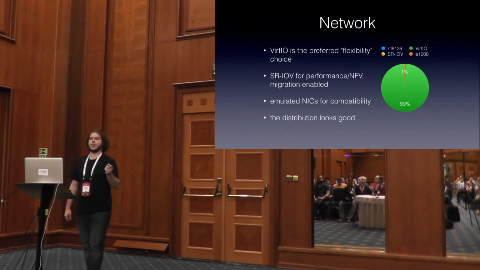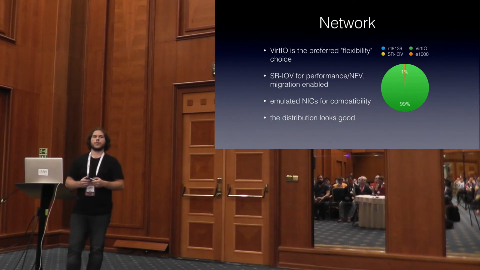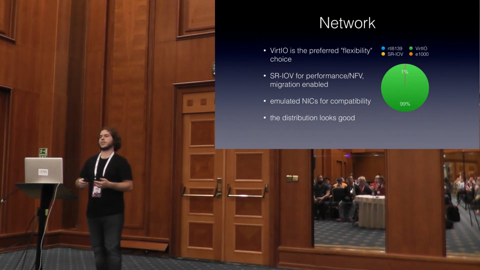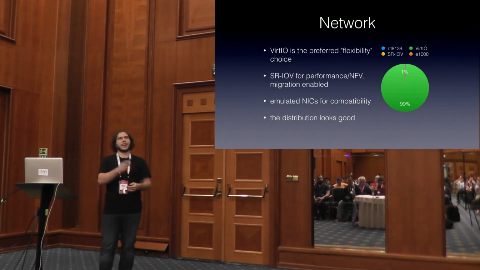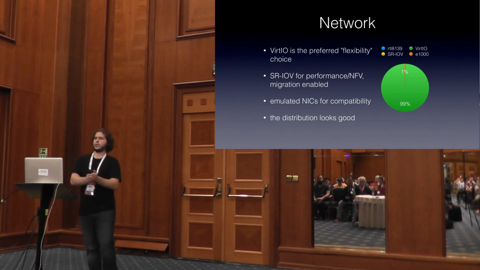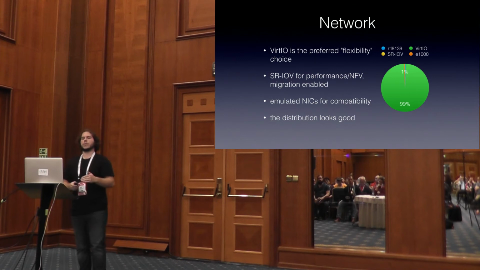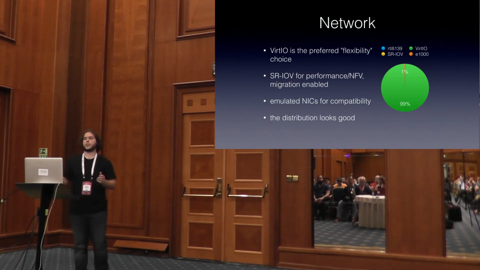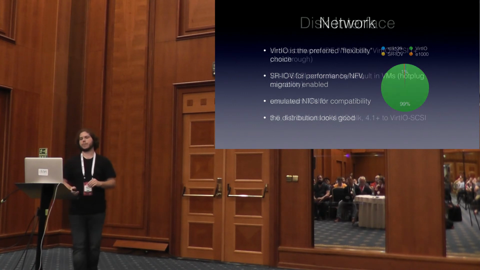On the other hand, we have SR-IOV, meant for really networking intensive applications such as NFV. These are used, but the expected percentage of VMs that use SR-IOV is so low that it's not really even reflected in the data. But it's there, and that's actually what we wanted. So I'd say the distribution is great in this case. So networking is not a problem.